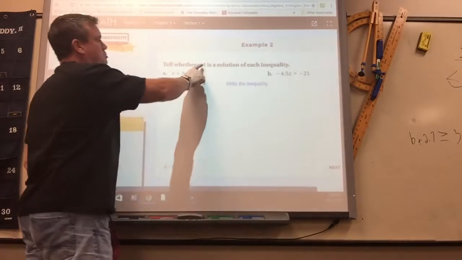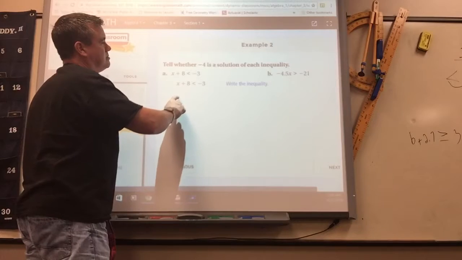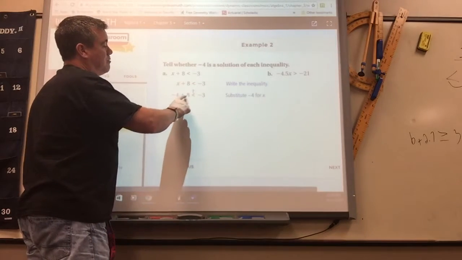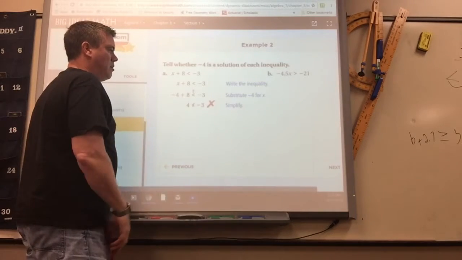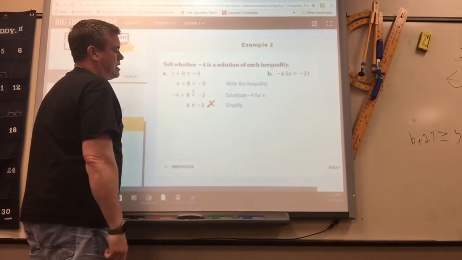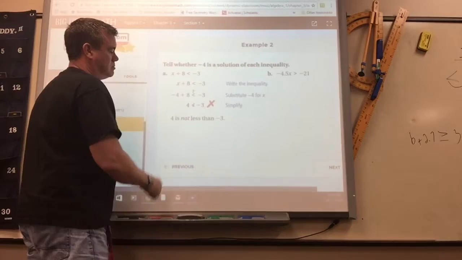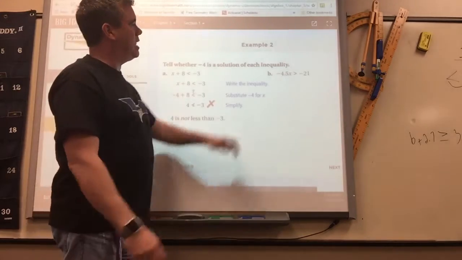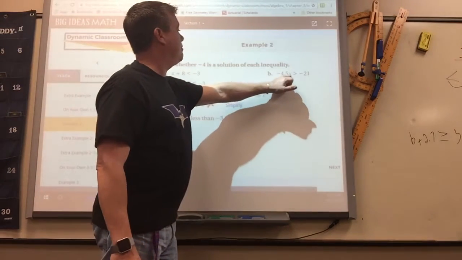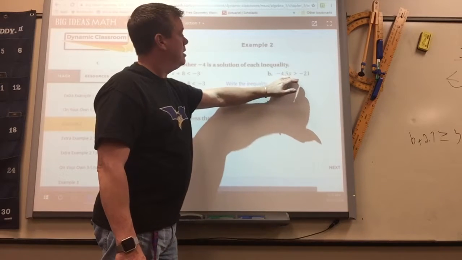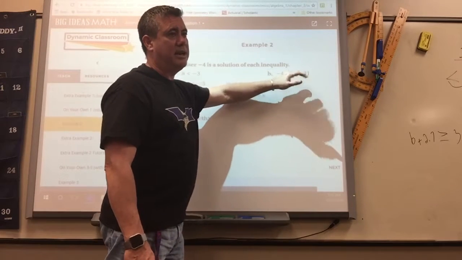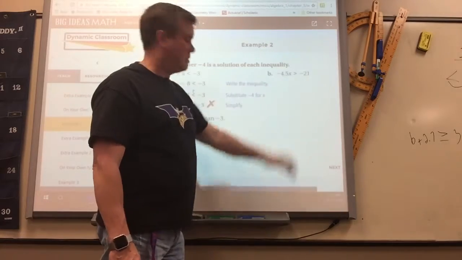So what we've got to do is put negative 4 in for x. Negative 4 plus 8: is it less than negative 3? No. 4 is not less than negative 3, so you would just put no. On this one, if we put negative 4 in here, a negative times a negative is a positive. A positive is always greater than a negative, so this one would be yes. Okay?